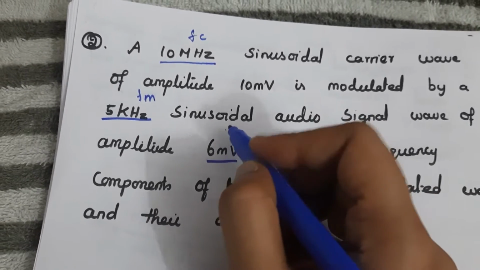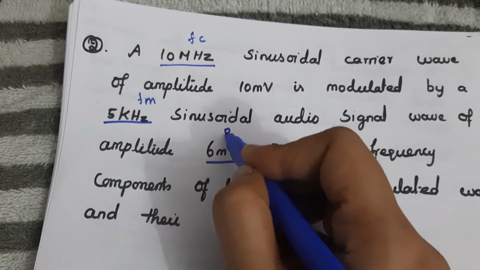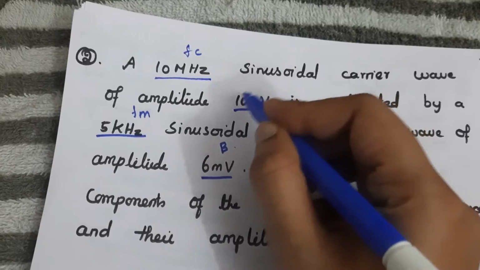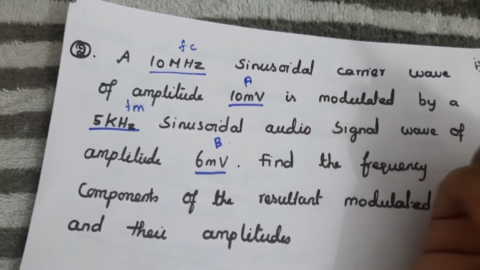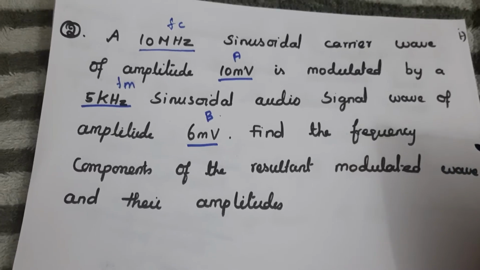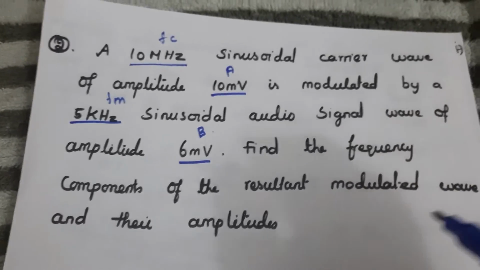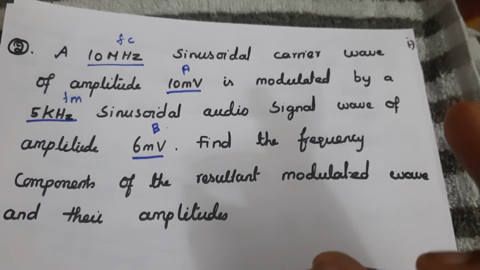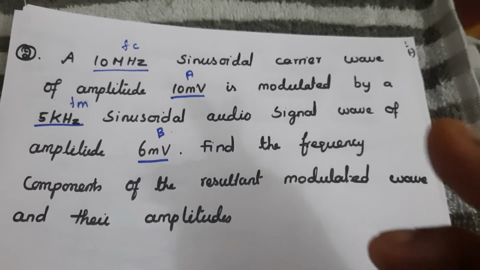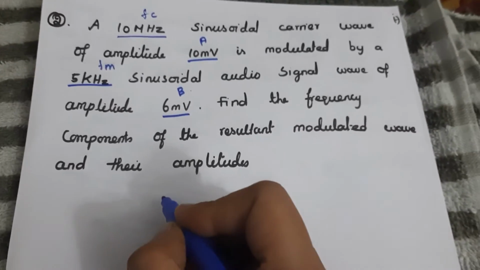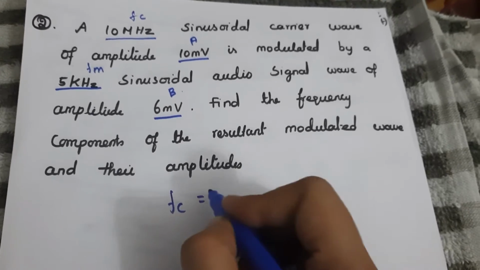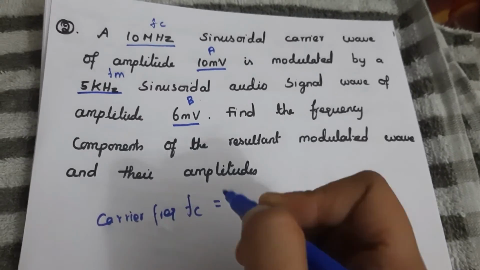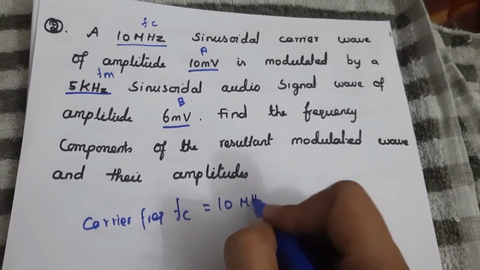the message signal's amplitude, you have to consider this is B, and this one is carrier wave amplitude, so consider this is A. And find the frequency components of the resultant modulated wave. The frequency components of the modulated wave will be the upper side frequency and lower side frequency, so there will be two frequencies. So we know the formula for that. So first here FC, that is carrier frequency, FC is equal to 10 megahertz.